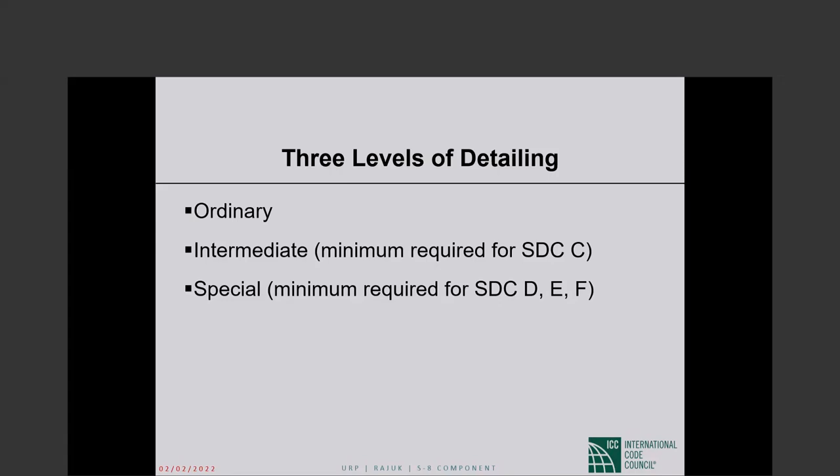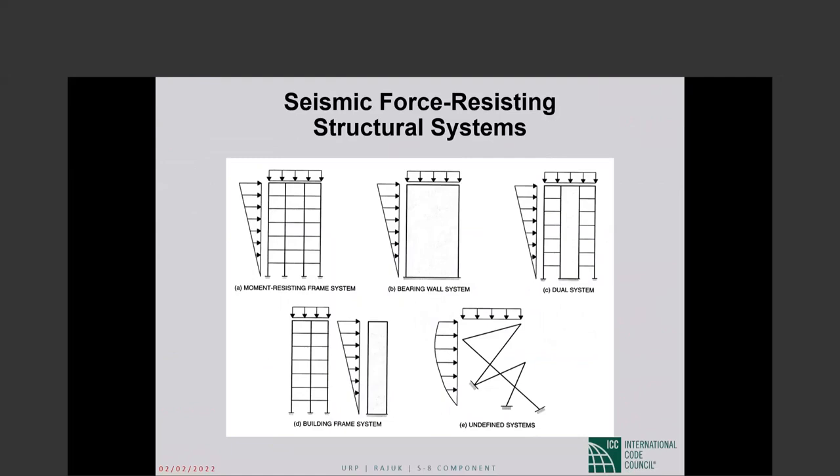That is allowed. If your structure is assigned to design category D, E, or F, in Bangladesh you don't have E or F. If you have design category D, you shall, as a minimum, do special detailing. You have no choice in the matter. You are not allowed to do ordinary detailing or intermediate detailing. Okay, so those are very basic things that you absolutely must understand and remember.